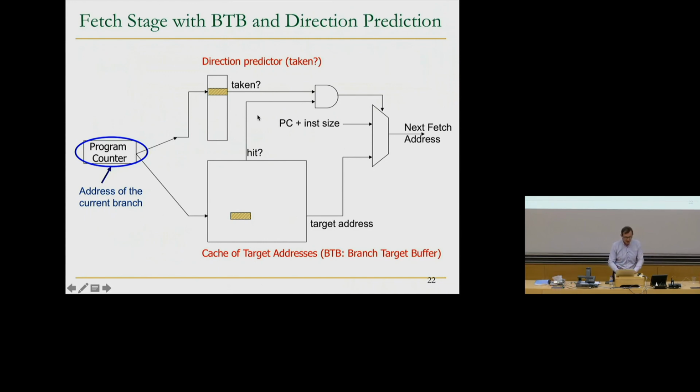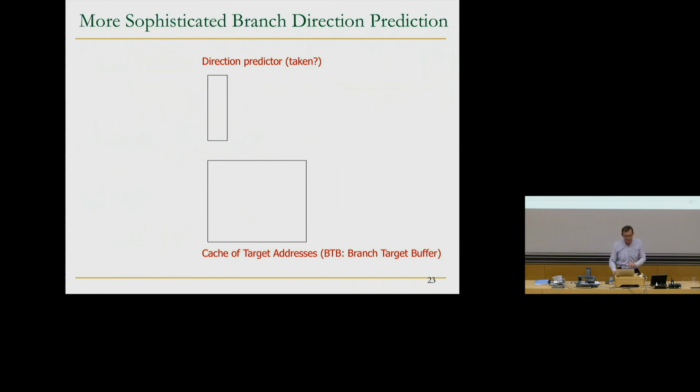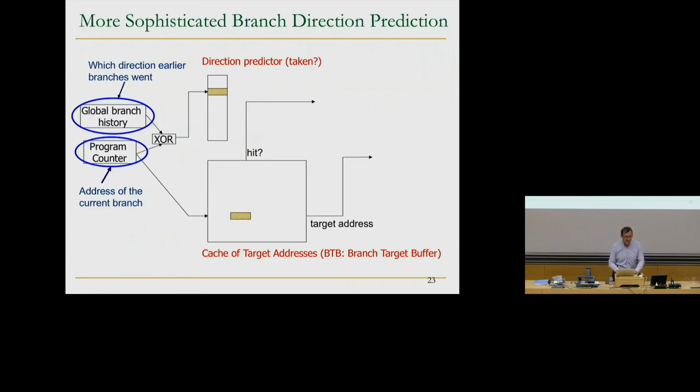Now the question is, how do you actually design this direction predictor? If the direction predictor says the next fetch address is PC plus 4, you clearly don't need this, right? Because you never predict that the next fetch address is going to be the target that you calculate. So this is not needed if you're always predicting PC plus 4. This is needed if you're sometimes predicting PC plus 4, sometimes predicting the target address. So a more sophisticated branch direction prediction, actually, we'll see that.